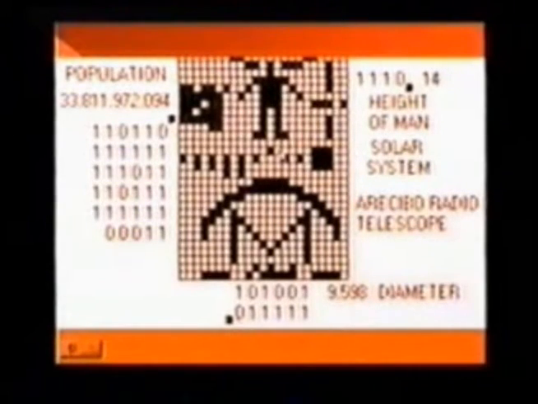This is the lower portion of the Arecibo message. A human being is depicted here. These dots represent the number 14, which indicates mankind's height. And this very large number of dots and spaces represent the value of 33,811,972,094, which happens to have been the population of Earth in 1974.